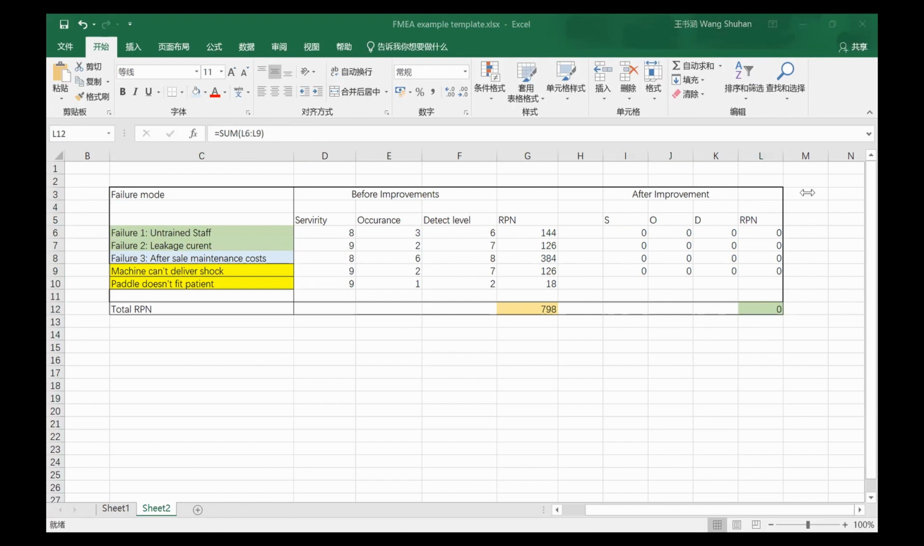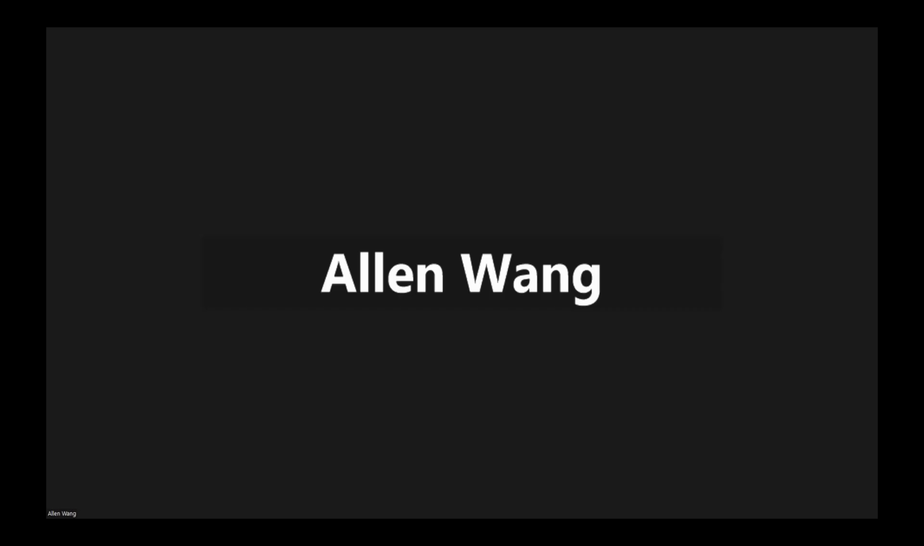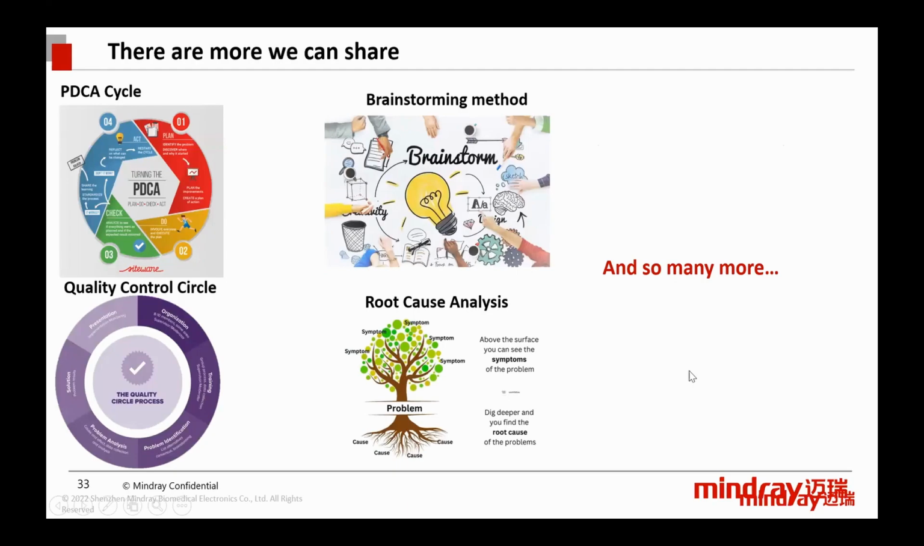So it seems like my time is almost up for my section. I will just switch back to my slides for one last thing. So this is almost the end of my section. And actually, we do not only have this single analysis or management tool, the FMEA we discussed, we also have more tools that could be used to help you, like the PDCA and the quality control circle, brainstorming, and root cause analysis, and so many more.